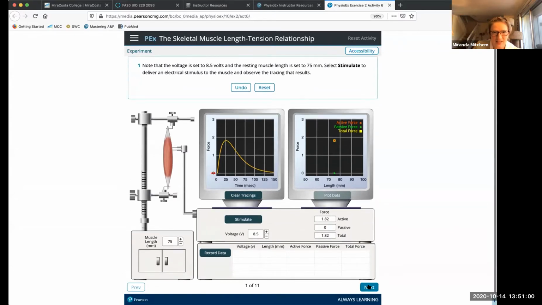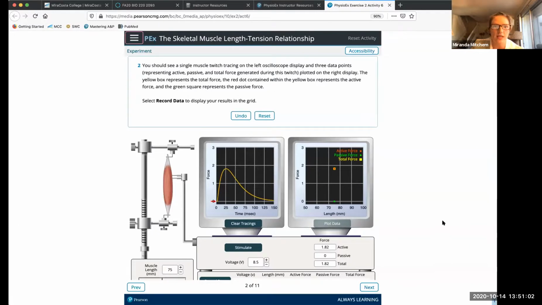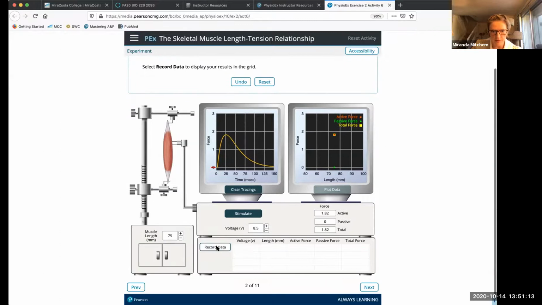Okay, let's see the next instructions. It said we should see a muscle twitch tracing on the left. We did. And we have 3 data points, but 2 of them are overlaid. Okay, let's see. Did I record? No.